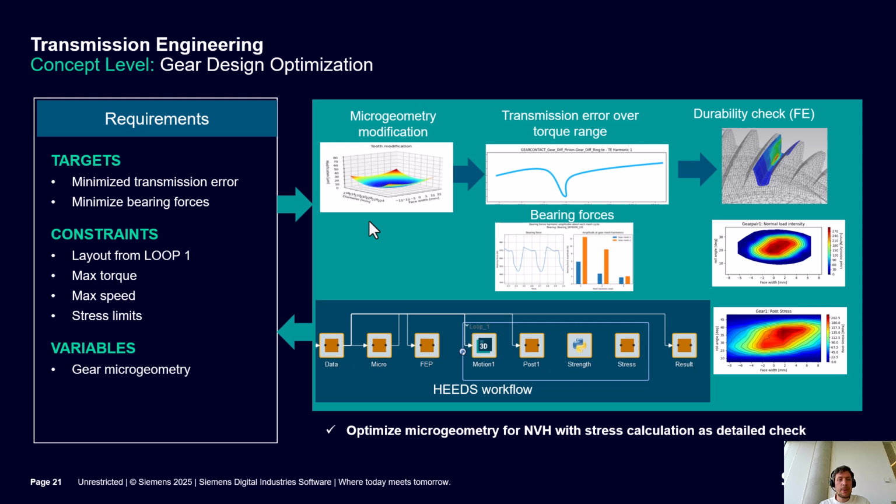So what does the typical process look like when we talk about gear design optimization? Targets are more NVH focused targets where we would like to minimize your peak-to-peak transmission error, for example, or minimize your bearing force harmonics. Whereas the input is typically that layout that you've optimized from that first part, and then constraints again on max torque, max speed, constraints on stress, strength, and durability. And the variables are here really your gear macro and microgeometry variables.